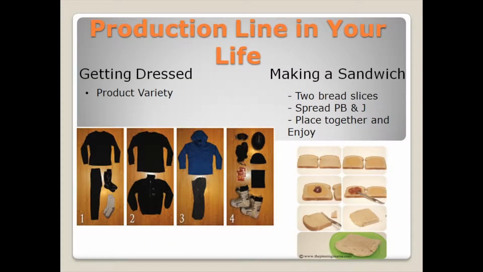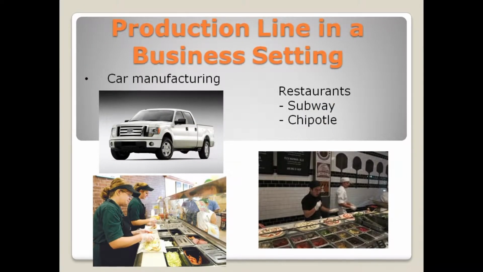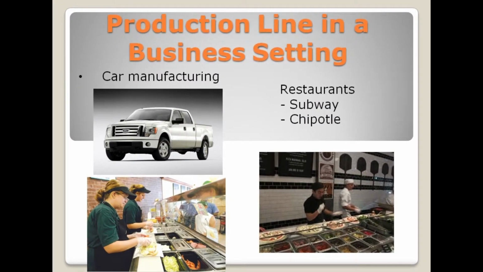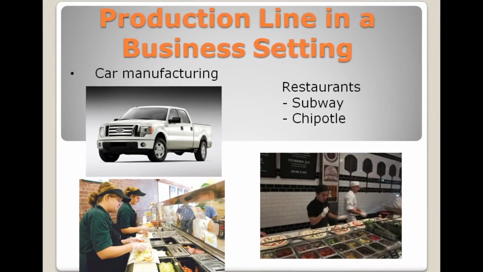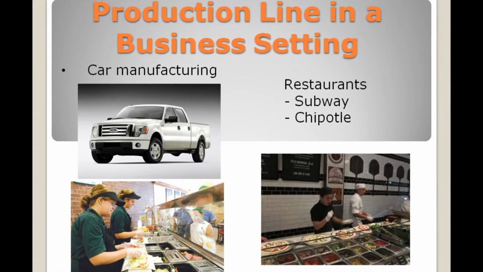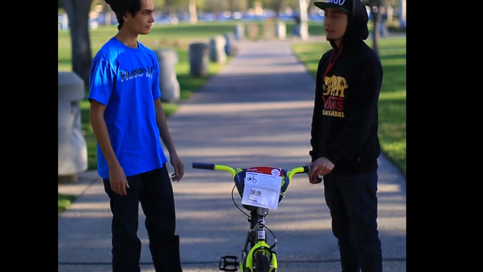But production line doesn't stop here. We see it in our lives, from getting dressed to making a sandwich. These everyday situations are basic forms of a production line. The most common example in a business setting are car manufacturing, like the F-150 truck, and restaurants such as Subway and Chipotle.